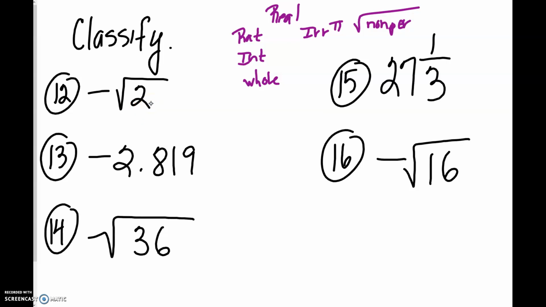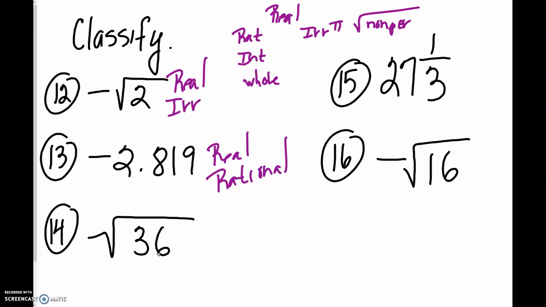Is that perfect or not perfect? Square root of 2 is not perfect. So all of these numbers are going to be real, and then it's going to be irrational. -2, well, that's not a whole number. That's not an integer. And remember, it can't be irrational because that's pi and a square root. That doesn't have a square root. So negative decimal, all numbers are going to be real, and then we're going to have rational.